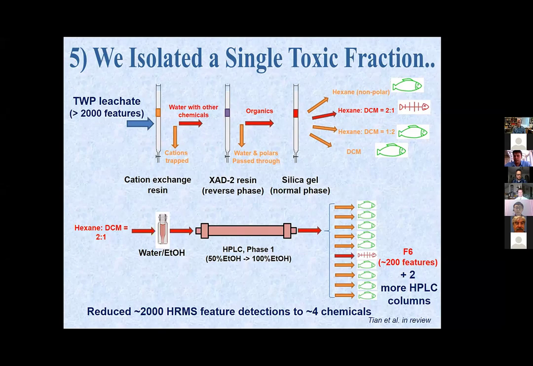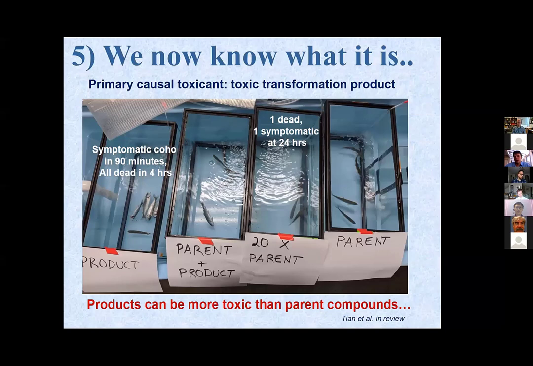So we got this all the way down to 4 chemicals. And I'm not telling you exactly the last steps or what the chemical identity is, simply because this paper is currently in review. But we know what it is now. We have a chemical identity, we know the source, we've found what we think is the primary causal toxicant, and it's a toxic transformation product.